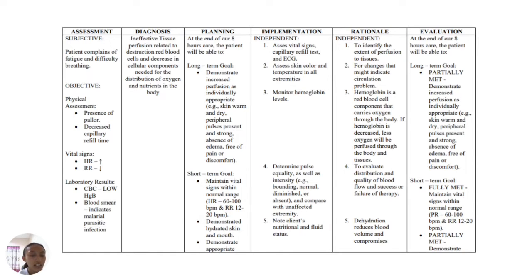destruction of red blood cells and decrease in cellular components needed for the distribution of oxygen and nutrients in the body. So usually the patient would manifest in the assessment, subjective: the patient would complain of fatigue and difficulty breathing. The objective, according to what the student or the nurse would obtain in the physical assessment, usually there could be presence of pallor and decreased capillary refill time, so less than 3 seconds.